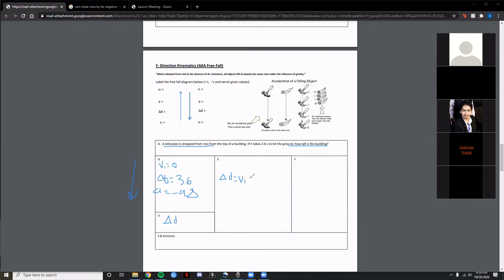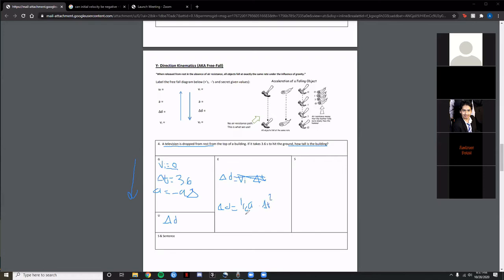V of I times delta T. I'm gonna show you guys a quick life hack. If you see V of I is 0, you can automatically just scratch that, right? Because 0 times anything is 0. You can automatically scratch that, unless you want to do it all the way. So now we're left with delta D equals 1/2 of A times delta T squared.